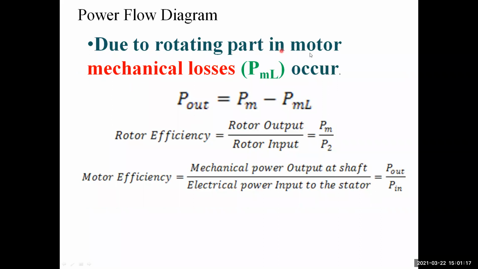Okay, due to the rotating parts in the motor, there are mechanical losses PML. Those mechanical losses are friction and windage loss. You know well, friction and windage loss. So mechanical power developed minus friction and windage loss is nothing but output power. That is PM minus PML. Then efficiency: rotor output by rotor input is called rotor efficiency. For motor efficiency, mechanical power output at the shaft by electrical power input. P output by P input is called efficiency. Total power output by total input power is called motor efficiency. For the rotor, rotor output by rotor input is called rotor efficiency.